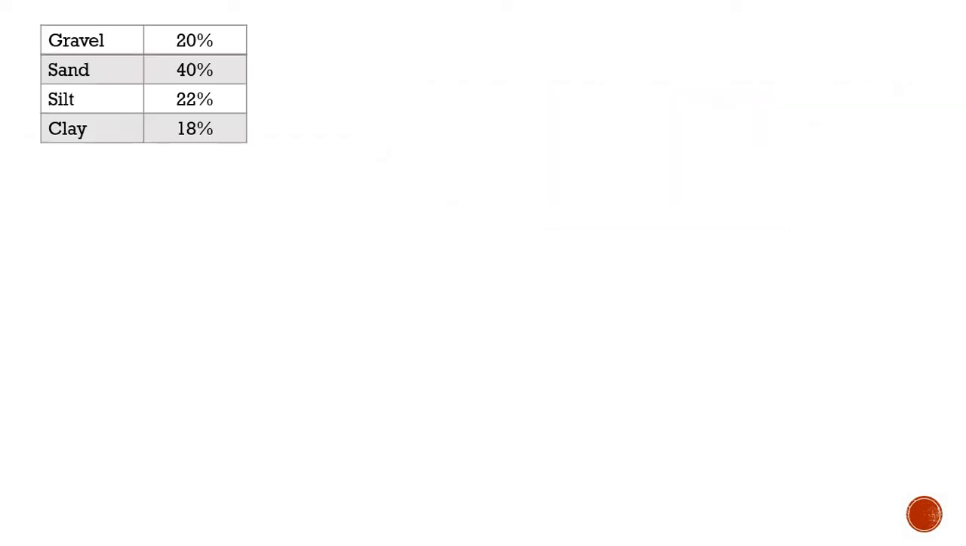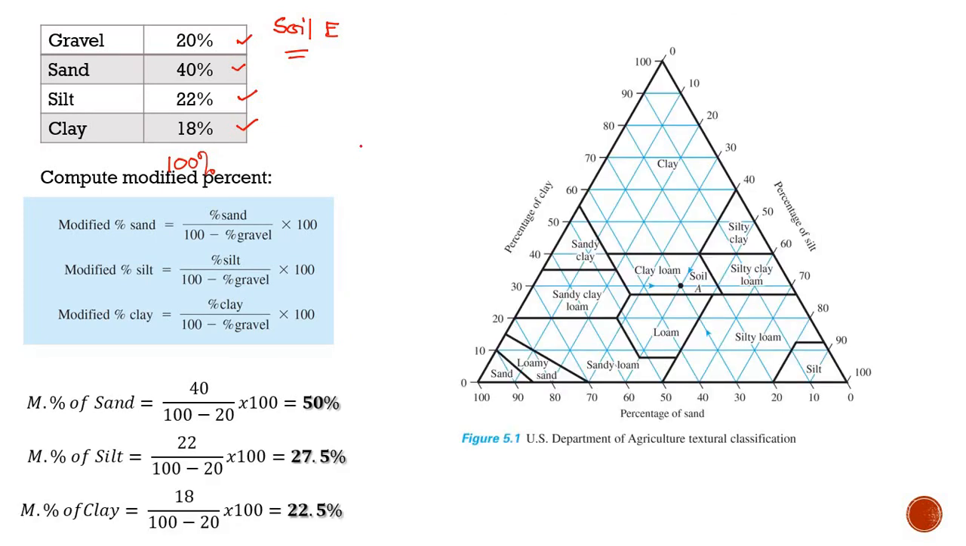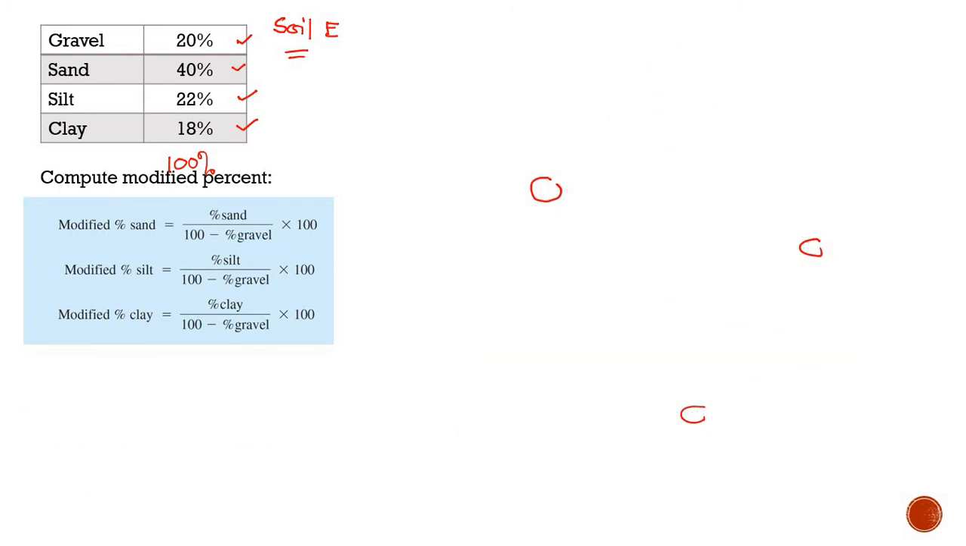For example, we have here another soil. Let's name this soil E. Soil E has the following components: gravel is 20%, sand is 40%, silt is 22%, clay is 18%, for a total of 100%. Notice that in the chart we don't have percent gravel. We only have the clay, the sand, and the silt. There is no gravel. That is why we have to modify it, and to modify it, we use this equation.